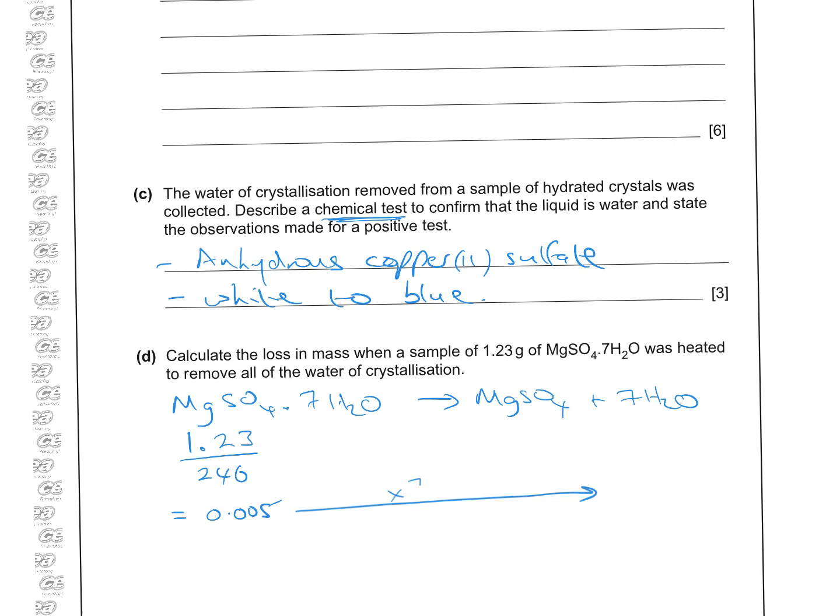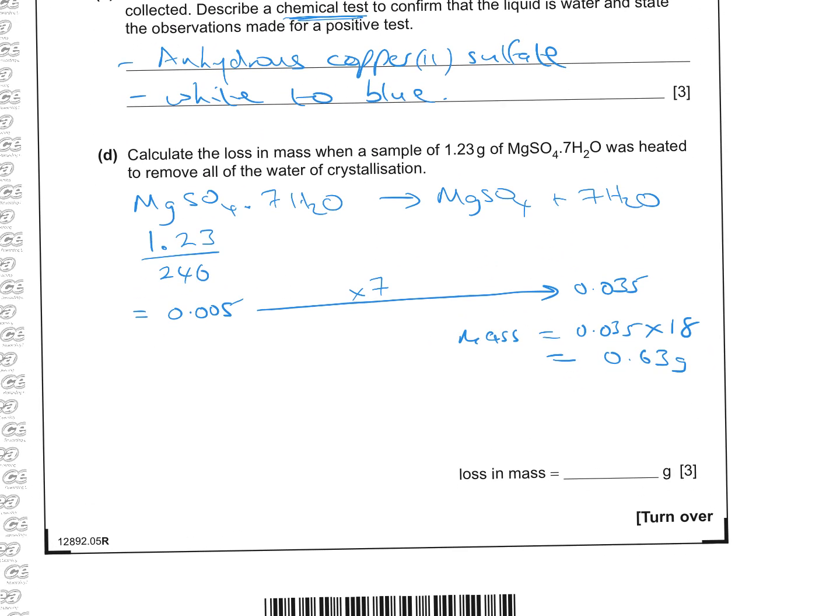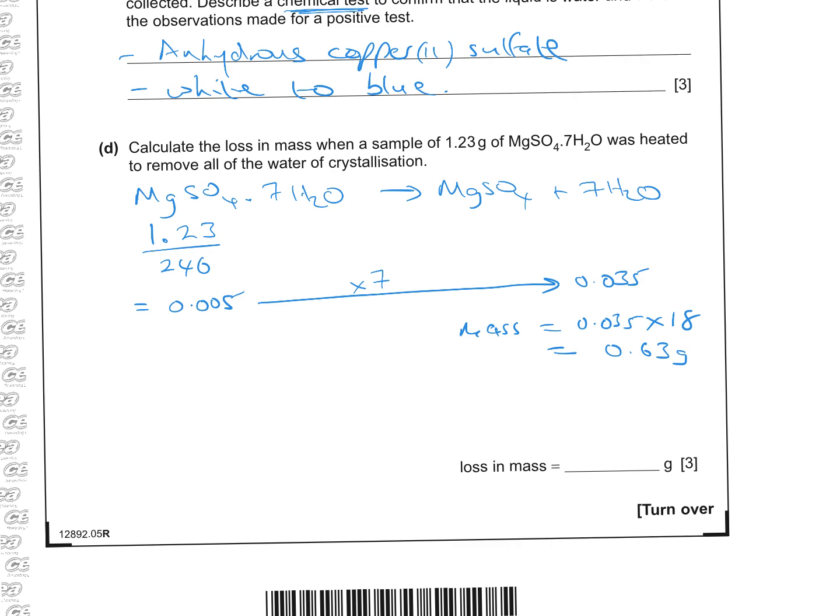So I'm multiplying this by 7, and that works out to be 0.035 moles. This can now be converted to a mass of the water, which is 0.035 times the MR, or the RFM of water, which is 18, and that's 0.63 grams. So that just goes in here, 0.63.